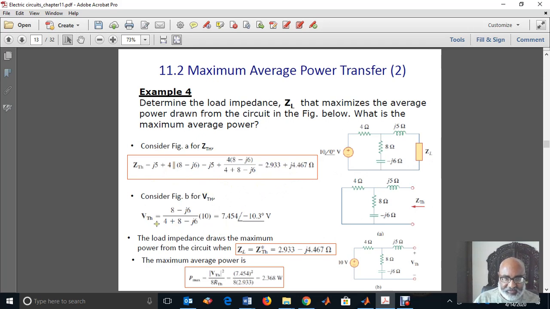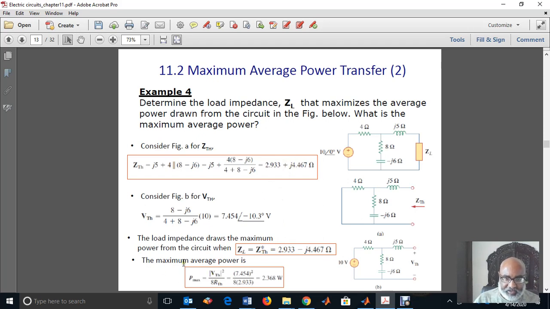Now, what is V Thevenin? We open the load. By opening the load, there is no current here. Therefore, it will be voltage division between 4 ohm and 8 minus j6. So V Thevenin is 8 minus j6 times 10 over 4 plus 8 minus j6, which will become this one. So this is V Thevenin. So the load impedance that draws the maximum power from the circuit will be ZL equals Z Thevenin conjugate. So this will be minus.